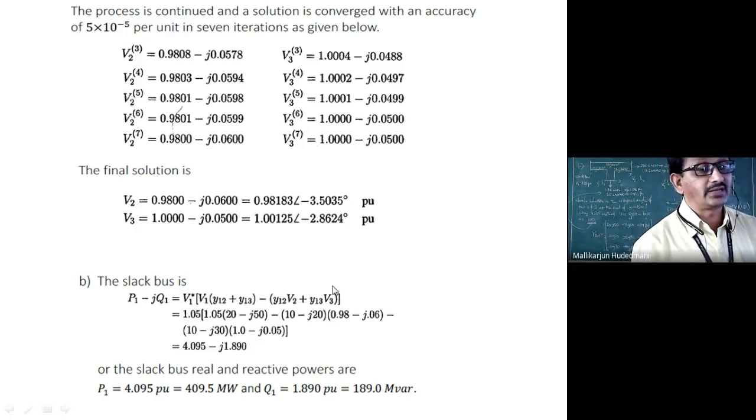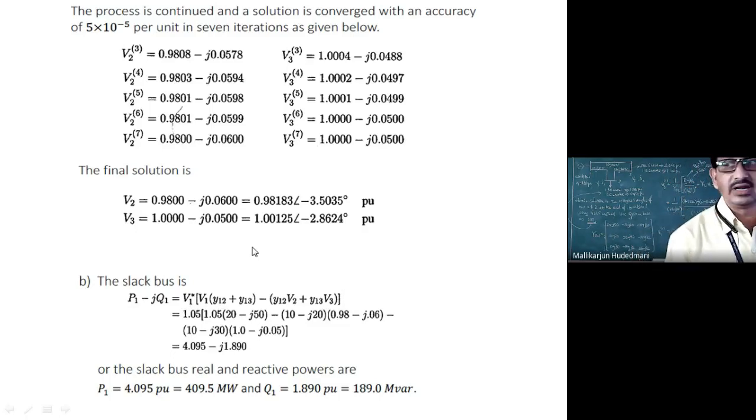What is in this square bracket? Nothing but current I1, so V1 I1 conjugate. If I take the conjugate, I separate real and imaginary terms, which is being done. The first term is the real power injected, and the second term is the reactive power. If I calculate it, how much is the active power? 4.095 per unit. Reactive power is 1.89 per unit. So active power and reactive power are calculated. That is 409 megawatt pumped and 189 megavar pumped.